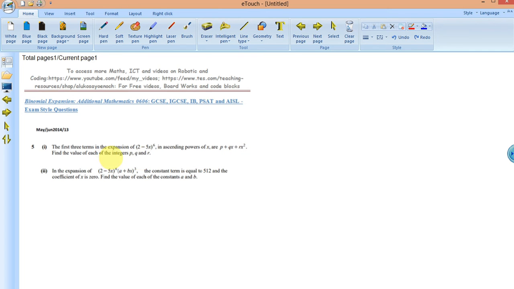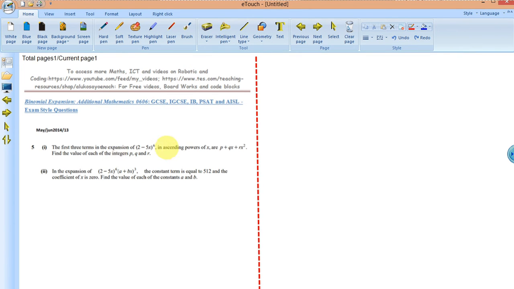Find the value of each of the integers p, q, and r. So let me go ahead and demarcate my board and complete the task accordingly. Okay guys, don't forget that this is in ascending powers of x. So let's get started with this now.